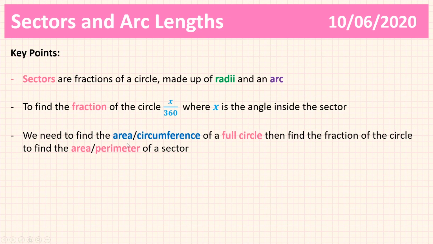To find the fraction of a circle, we have x over 360, where x is the angle inside of the sector. And lastly, you need to find the area and circumference of a full circle before you find the fraction of the area and perimeter in the sector. So that's what we need to do. We always need to be working with a full circle before we start working with the sector. Once we know the full circle, we can find fractions of that circle to work out the area and perimeter of the sector. Hopefully that's been useful.